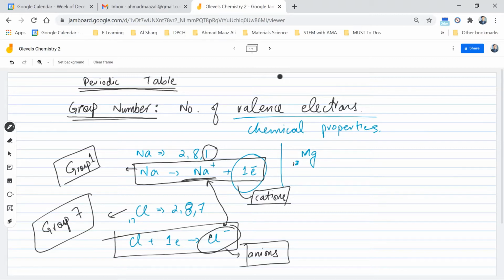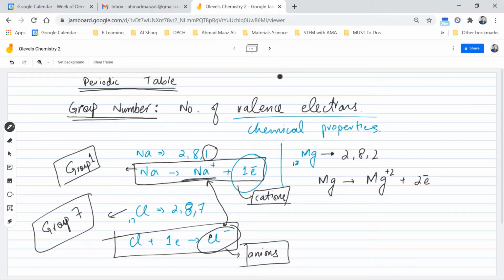Similarly, magnesium is in group 2, so you know that. What will magnesium do? Who can tell me? How will magnesium fill its valence shell? Magnesium is 2, 8, 2. That's the electronic configuration. It will give away two electrons. It will donate 2 electrons. And what will be the charge on magnesium then? Positive 2, because it is donating 2 electrons.